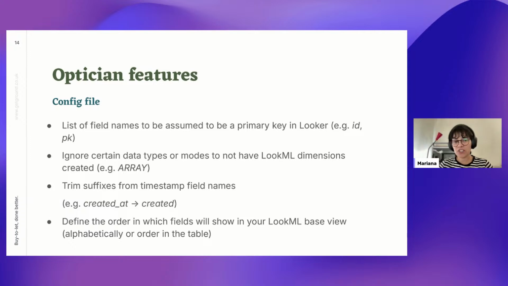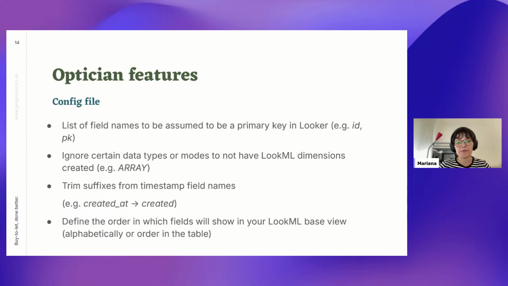Okay, about some Optician features. Optician allows you to define some configurations in a config file. This is just a JSON file. For example, you can tell it to infer given field names to be considered a primary key. So if your table has a field named ID, you can tell Optician to just mark it as a primary key. You can also ignore given field types or modes that are incompatible with Looker fields, for example, in our case of BigQuery, arrays.